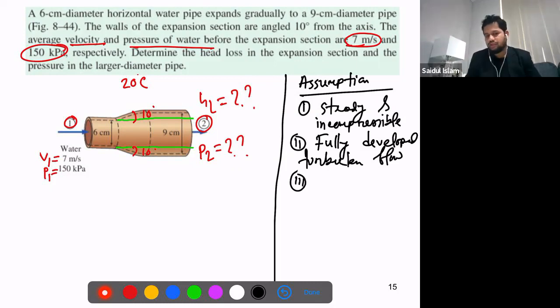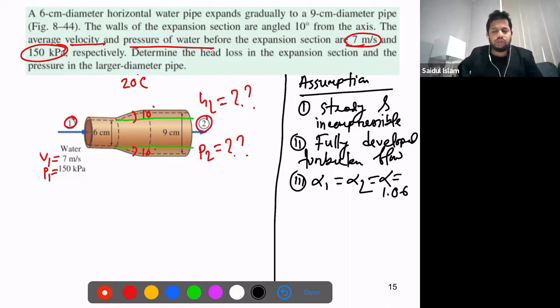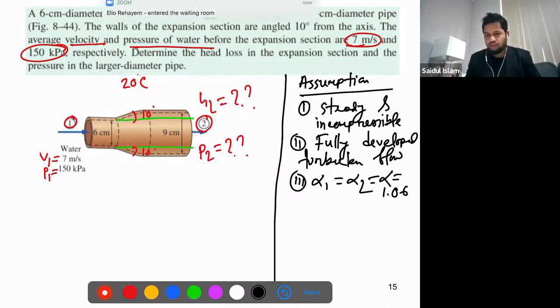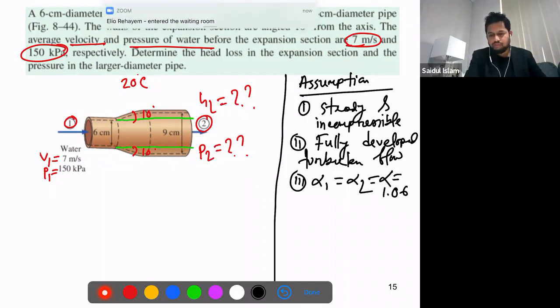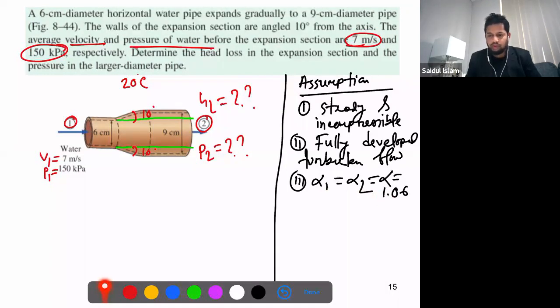We will use another assumption here. When it is fully developed turbulent flow, we know that the energy equation contains one term, the kinetic energy correction factor alpha. We can say it is in the range of 1 to 1.06, and for laminar flow it is 2. I will say this is 1.06 here. In some cases, we use 1.03 or 1.05, so you can use any. We are using the highest one, 1.06 here. So alpha 1 and alpha 2 equal this.